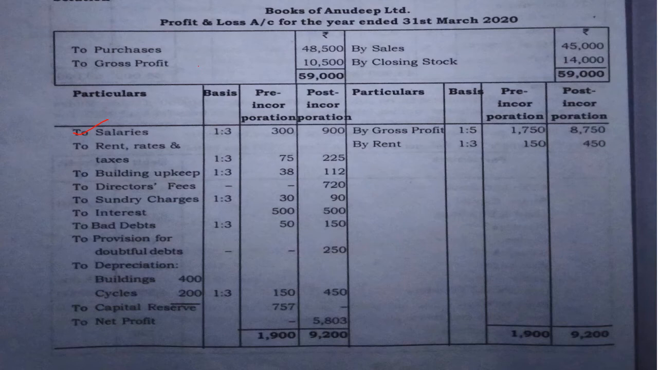So next item, after salary, purchases we took in the trading account. Sales is done. Debtors and creditors is a balance sheet item. Rent received. Okay, before that you have to write by gross profit. Sorry, I forgot to tell that. So you got this gross profit 10,500 from the trading account, right?